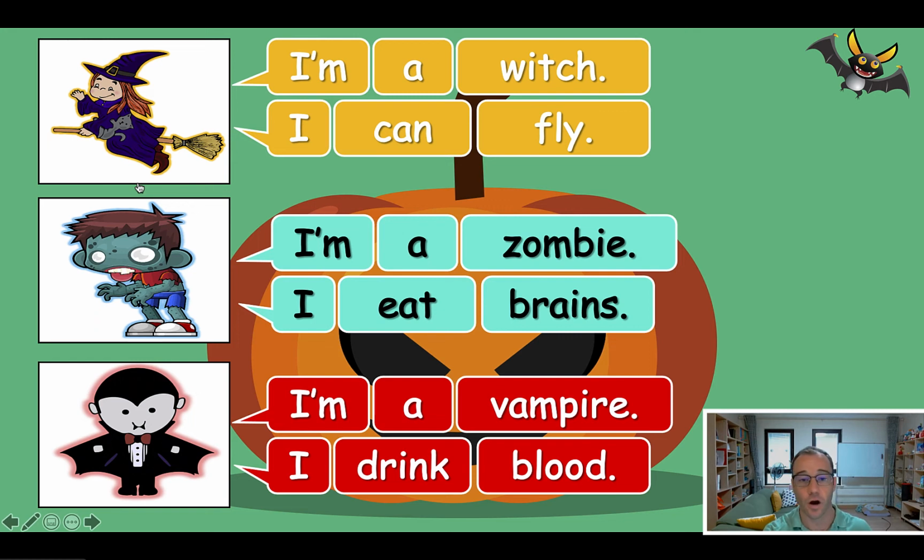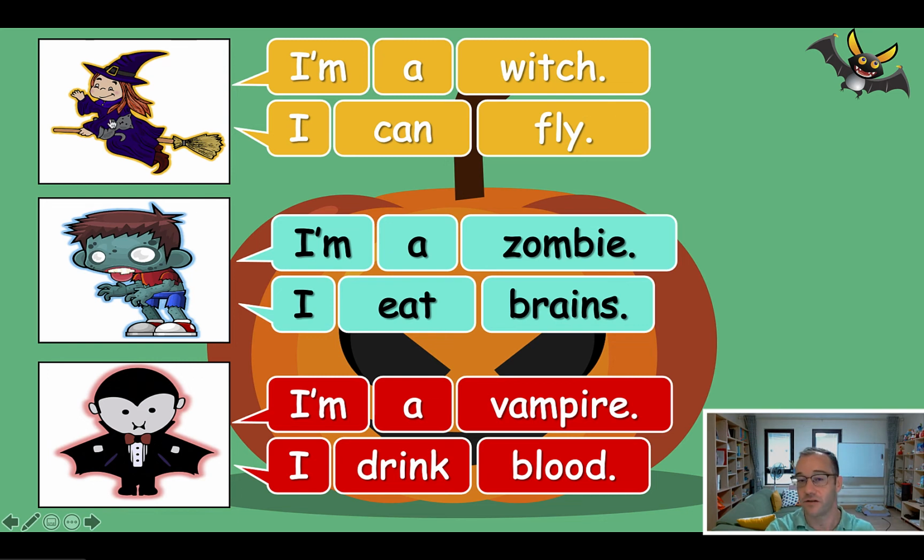So team 1 can choose what they want, and they should say the classroom language. Team 1 says, I'm a vampire, I drink blood. For team 1, write V or vampire next to their team. Team 2 chooses the witch. Team 3 chooses the zombie, and team 4 chooses the vampire as well. Obviously, they can all choose the same one again. And then go through each one by one, revealing what it is.